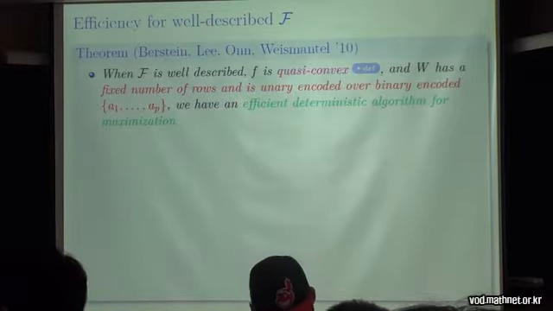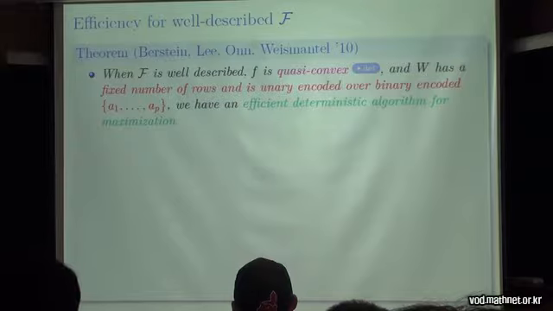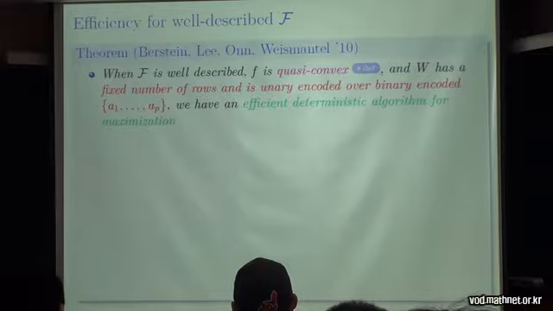Then there's an efficient algorithm for maximizing. I won't say what the algorithm is. It can only be based on solving linear optimization problems, because that's what we've assumed when we say it's well described. So you solve a small number of linear optimization problems over f, the right ones, and you can optimize quasi-convex functions like this in polynomial time. If you relax any of these assumptions, then things fall apart.